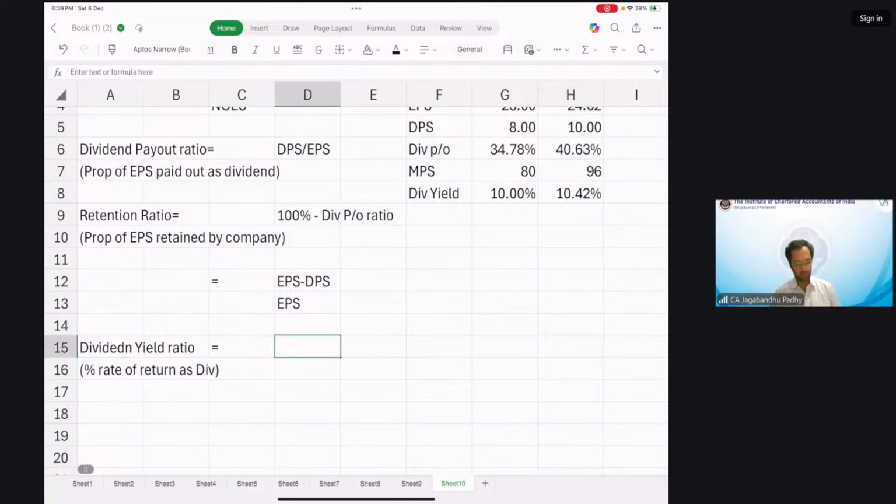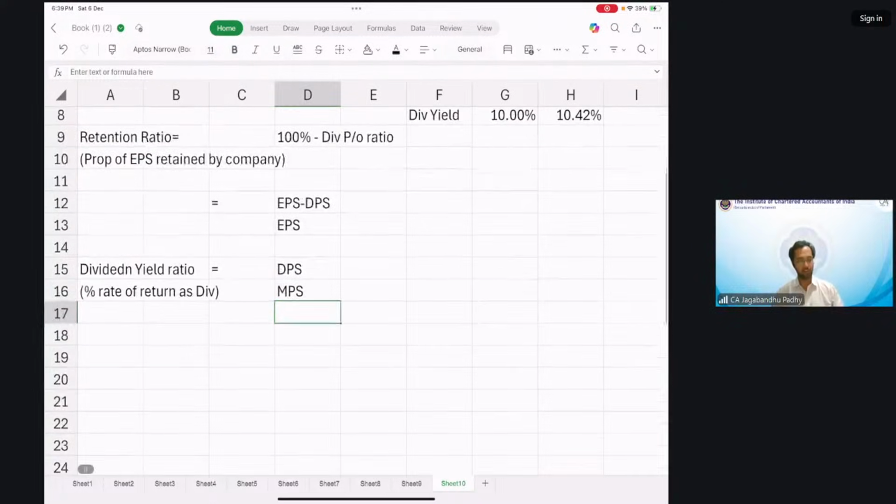So dividend yield ratio is going to be calculated as dividend per share upon market price per share. Dividend per share upon market price per share. That's a dividend yield ratio.